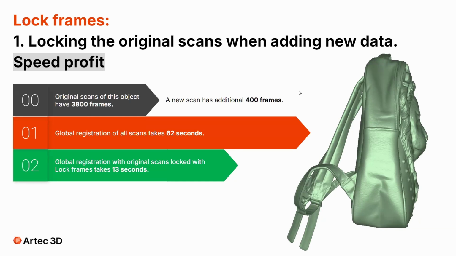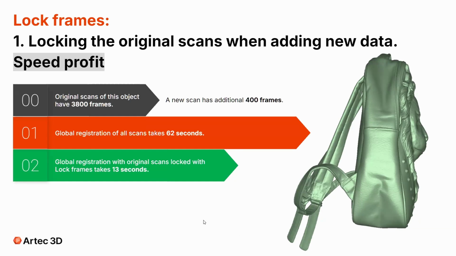If you run a standard global registration on every scene, this software has to recalculate the position of all 4,200 frames, which took about 62 seconds here. However, by using log frames on the original set, the algorithm only has to calculate the 400 new frames against the locked anchor. This dropped the processing time to just 13 seconds. When you're working with a massive dataset, this time savings really adds up.